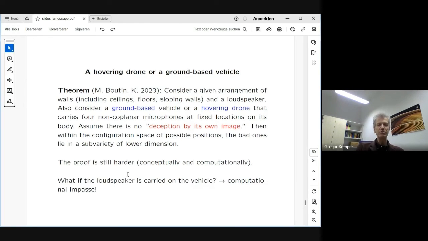And we could only do this for a fixed loudspeaker in the room, for a loudspeaker carried on our vehicle, which may also be ground-based in this case. It's the same result. The loudspeaker carried on the vehicle, we just couldn't get the computation through. We ran into an impasse computationally.